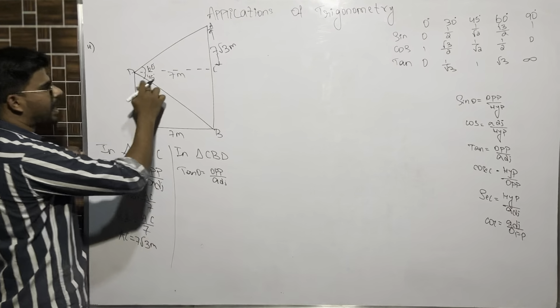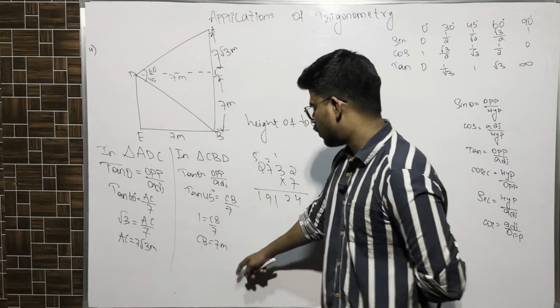In triangle CBD, there is the opposite and adjacent. Opposite by adjacent is again tan theta. Opposite is nothing but CB. Adjacent is 7, right? So adjacent is 7. CB by 7. Tan 45. Theta in this case is 45 degrees. Tan 45 is 1. 1 is equal to CB by 7. Therefore CB is equal to 7 meter.